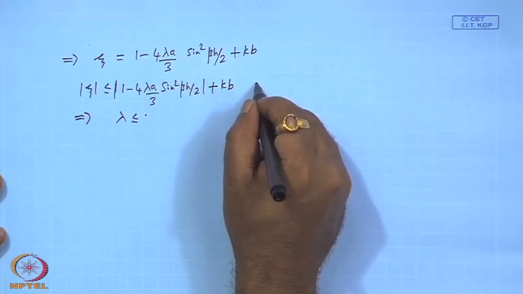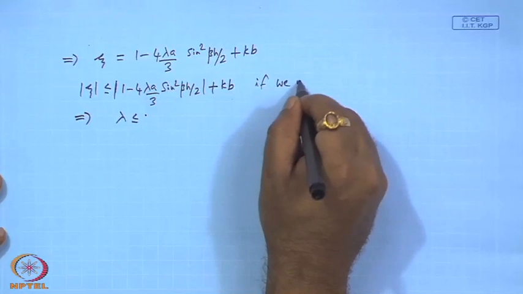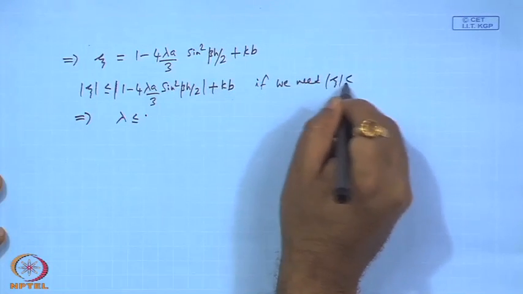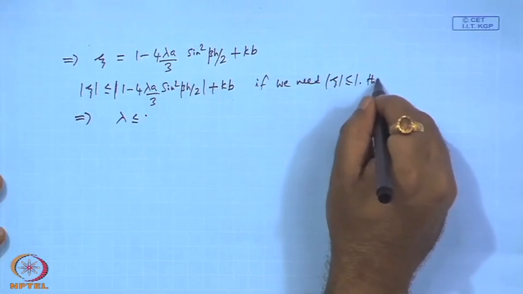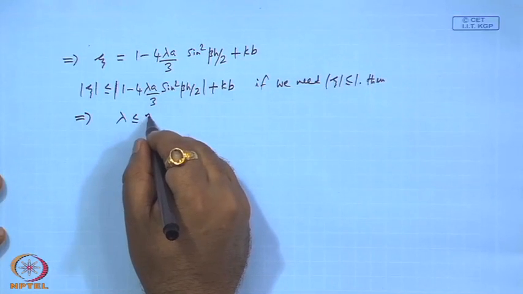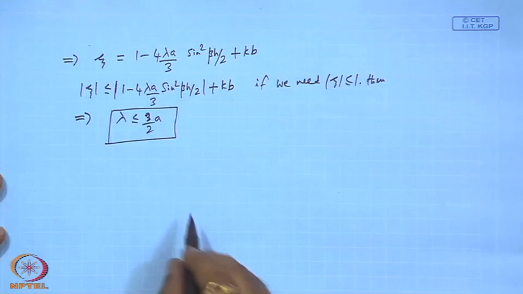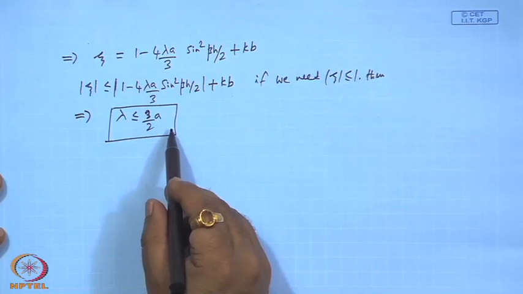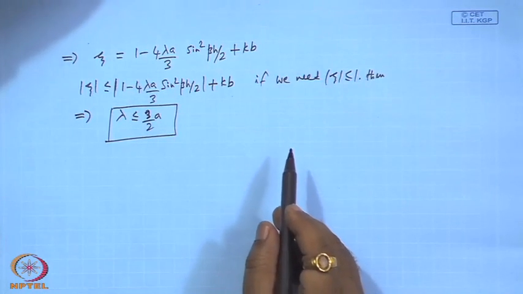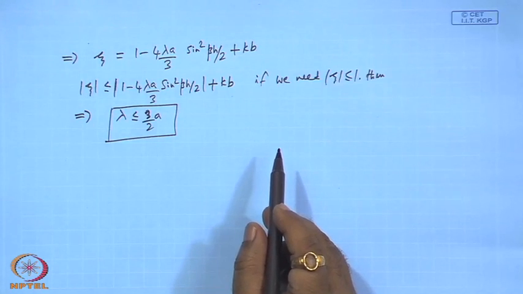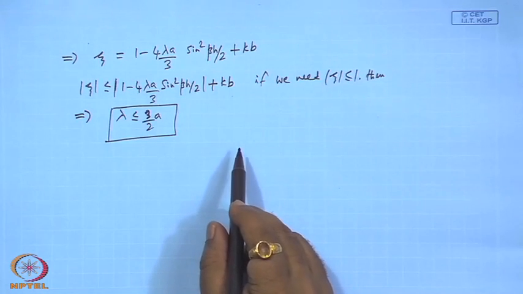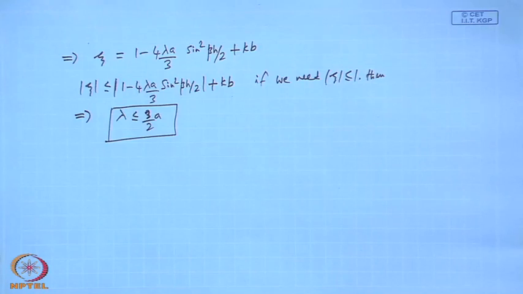So, if we need, then lambda is 3 by 2 a. So, this is the corresponding region of stability. Okay. So, this gives more or less some idea about both matrix stability and Fourier stability analysis.